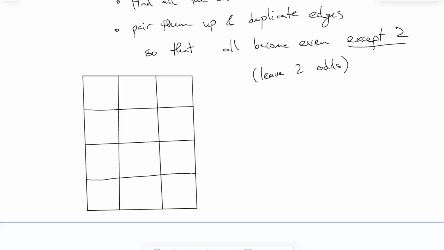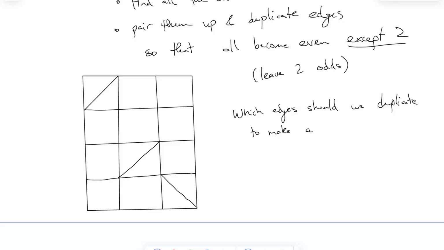So a grid like this, and then I'm going to add in also some diagonals. One there, one there, one there. All right. And the question is, which edges should we duplicate to make a minimum duplication path?